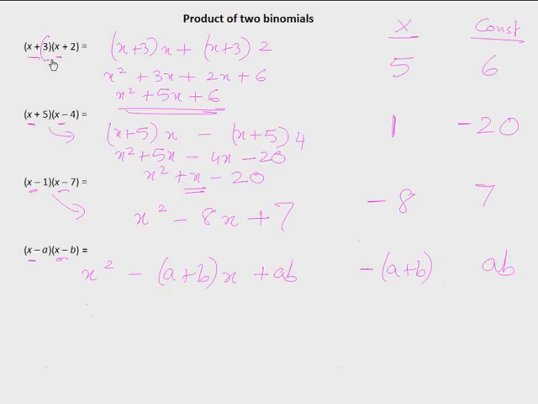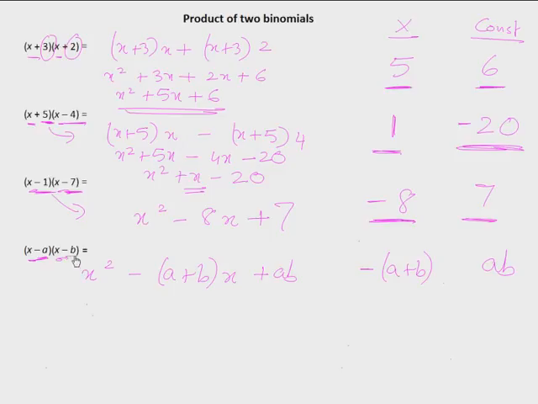So look at this. This is 3 and 2, x plus 3 and x plus 2. And the term in x is 5 and the constant term is 6. So when I add 3 and 2, I get 5. And when I multiply 3 and 2, I get 6. Similarly here, the two numbers are 5 and minus 4. When I add them, I get 1. When I multiply them, I get minus 20. Similarly here, minus 1 and minus 7. When I add them, I get minus 8. When I multiply them, I get 7.